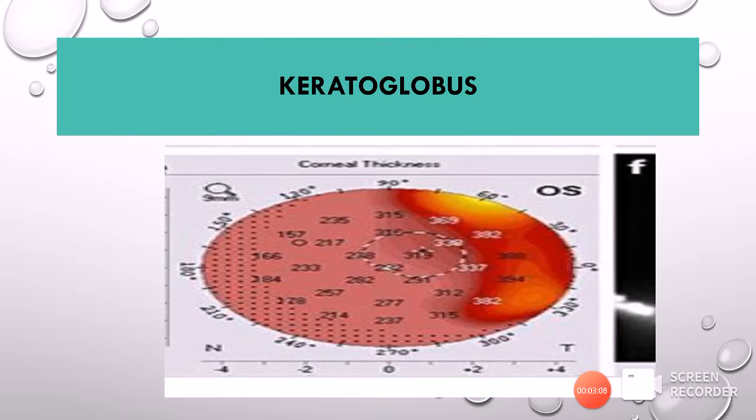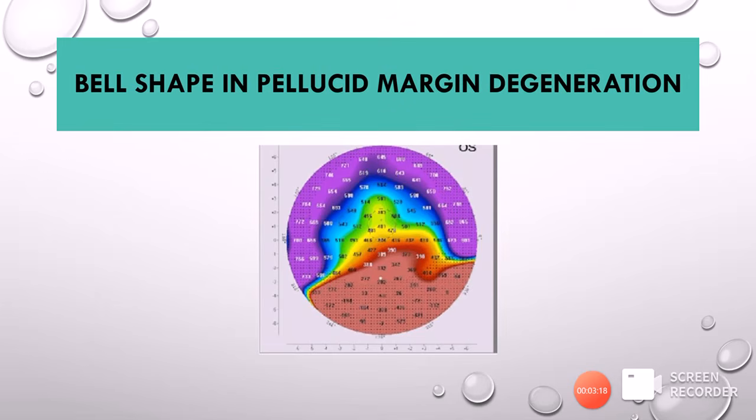We can see the entire cornea itself is looking red because there is an almost global thinning of the cornea, and this is seen in keratoglobus. Similarly, in pellucid marginal degeneration, we all know that there will be inferior thinning, and the type of map on the thickness map is the bell-shaped map.